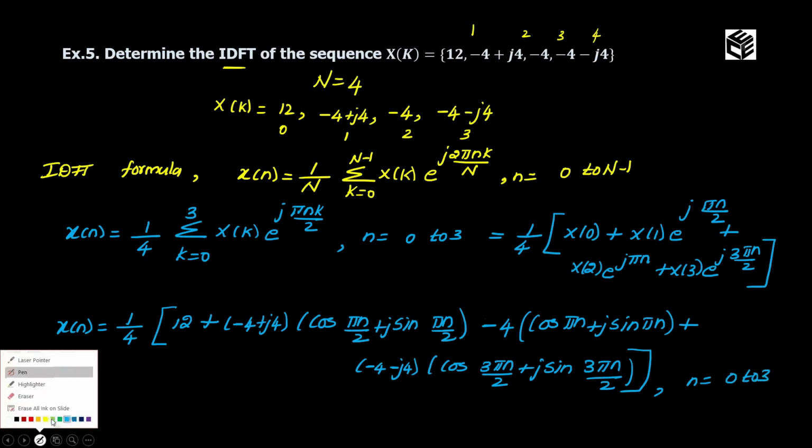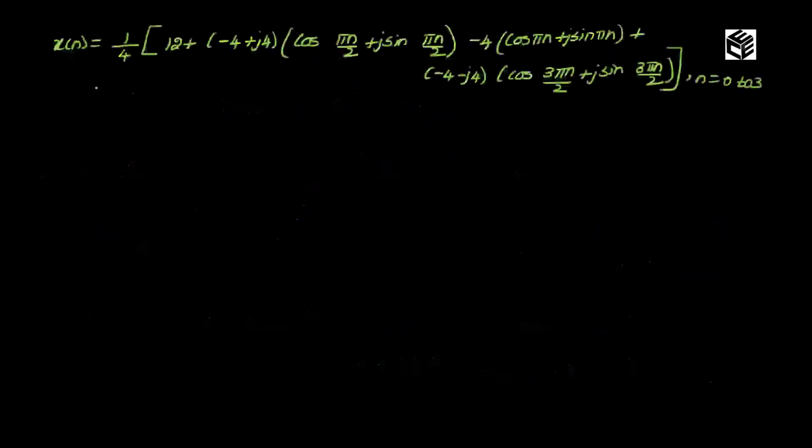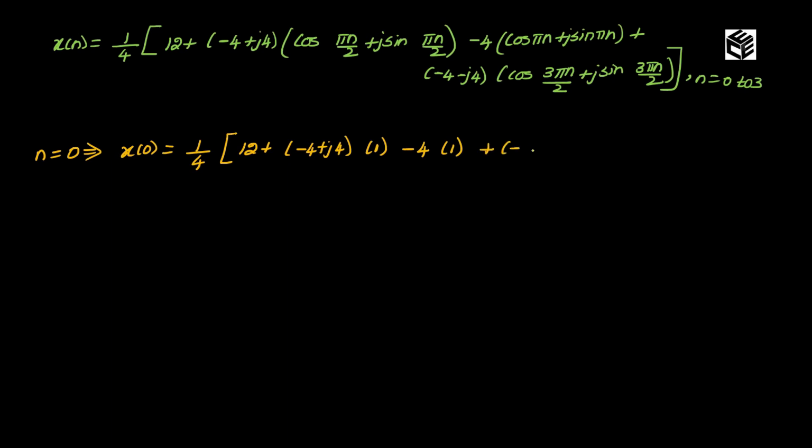Now I am going to take this as equation number 1. Now I am going to apply the values of n as 0 to 3. Okay, so first I am going to apply the value of n as 0. My expression will change as x of 0 is equal to 1 by 4 into 12 plus minus 4 plus j4. Cos 0 is 1 and sin 0 is 0. So it is 1 by 4 into 12 minus 4 into cos 0 is 1, sin 0 is 0 plus minus 4 minus j4 into the same, cos 0 is 1 and sin 0 is 0. Now I am going to expand this. This is equal to 1 by 4 into 12 minus 4 plus j4 minus 4 minus 4 minus j4.